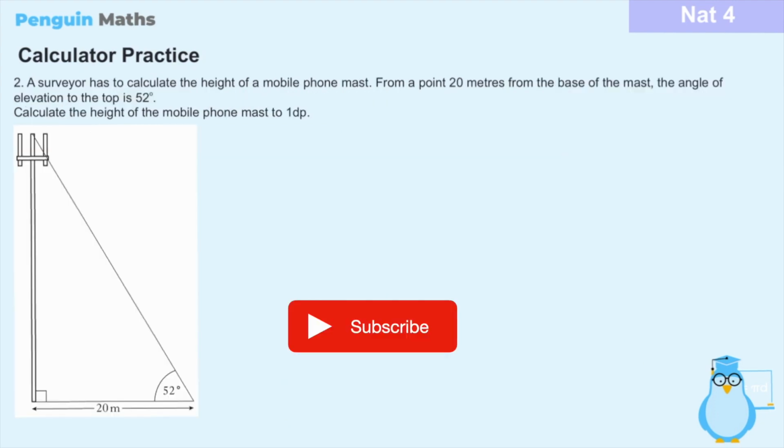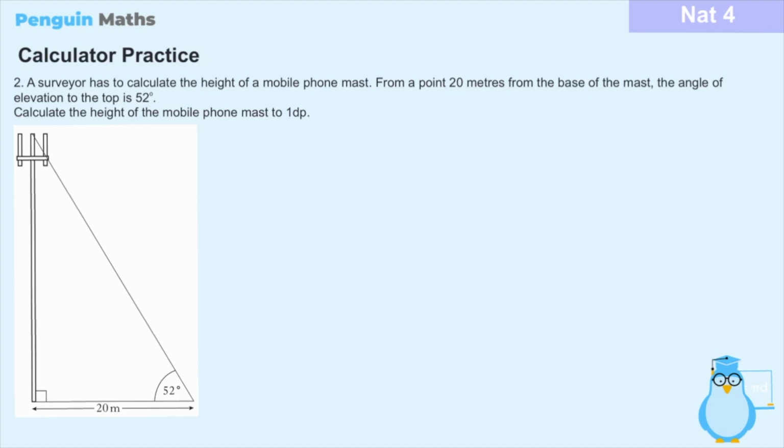Okay, let's take a look at this question. We are told that a surveyor has to calculate the height of a mobile phone mast, and from a point 20 metres from the base of the mast the angle of elevation to the top is 52 degrees, and we've been asked to calculate the height of the mast to 1 decimal place.